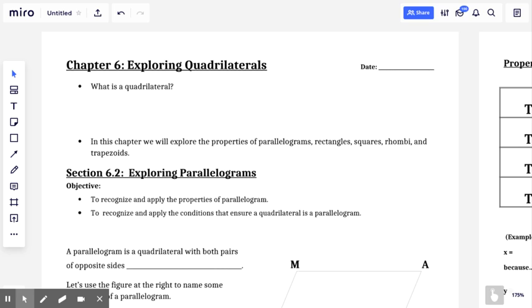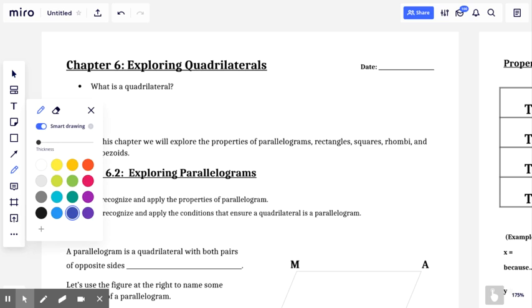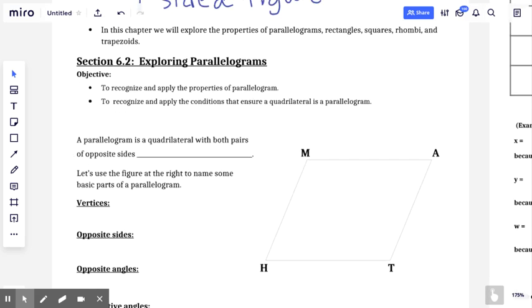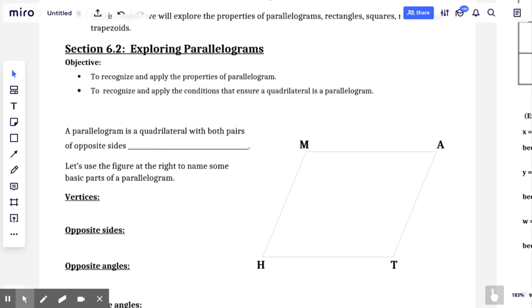So if you remember, we started learning about quadrilaterals last time. And a quadrilateral is a four-sided figure. It's a little hard to write on here, so you'll have to bear with me while I get used to it. Okay, so the first type of quadrilateral that we're going to talk about is parallelograms. It's called a parallelogram because both pairs of opposite sides are parallel. So that's what makes it a parallelogram.